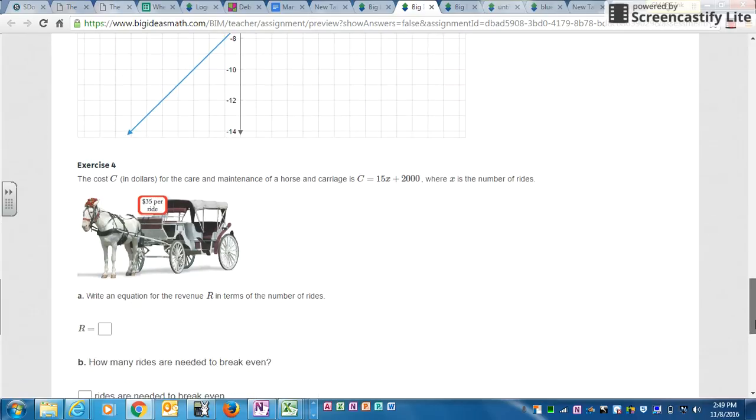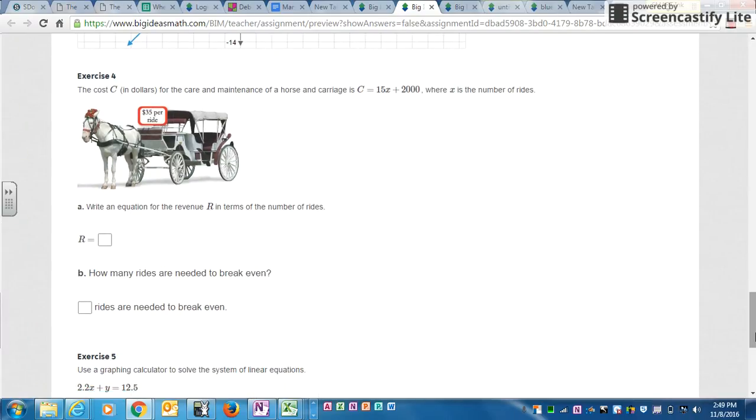Let's see here. Exercise 4, the cost in dollars for the care and maintenance of a horse carriage is cost equals 15x plus 2,000, where x is the number of rides. Write an equation for the revenue in terms of number of rides. $35 per ride. So every time you give a ride with this carriage, it costs you $15, but then you also have to pay a $2,000 fee. So the R, which stands for revenue, which is money that you're bringing in, is what you're charging. So you're charging $35 per ride. So that's going to be 35x.